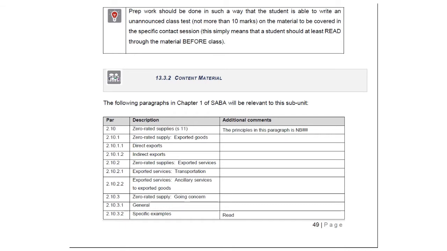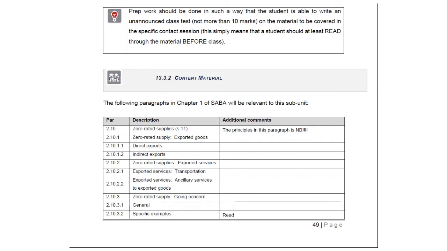chapters, the paragraphs in chapter 2, sorry, that's supposed to be chapter 2, not chapter 1, of SABA. And ladies and gentlemen, at all times when you are prepping for an EBEL 2708 topic or unit or module, you need to make sure that your study guide is open next to you so that you know exactly where in the material, like the textbook, you will be working.